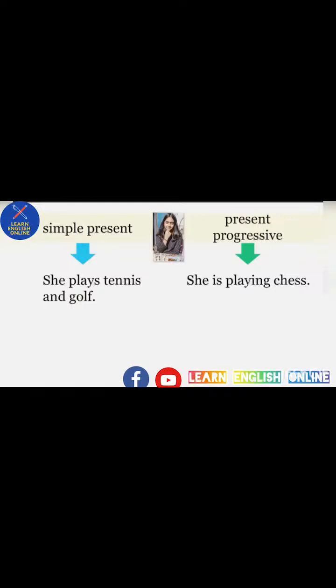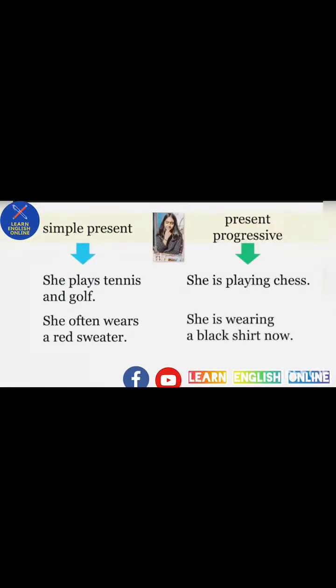Okay, let's think about this information about Anita. I told you she plays tennis and golf. This is the simple present. This is happening right now. I said she often wears a red sweater, but I told you she is wearing a black shirt now. Look at the signal words. Over here, often shows us that it's simple present, and now shows us it is present progressive.